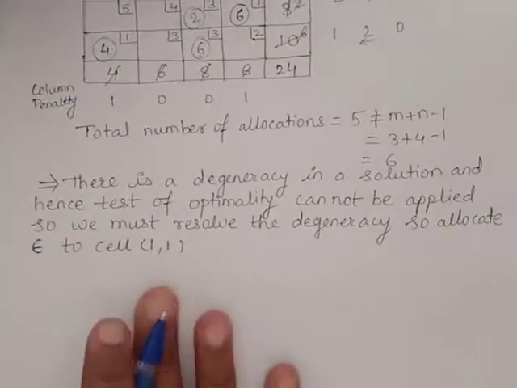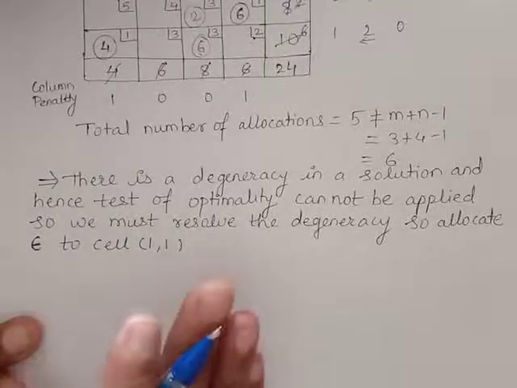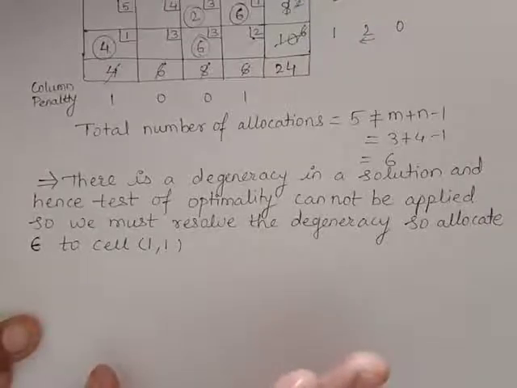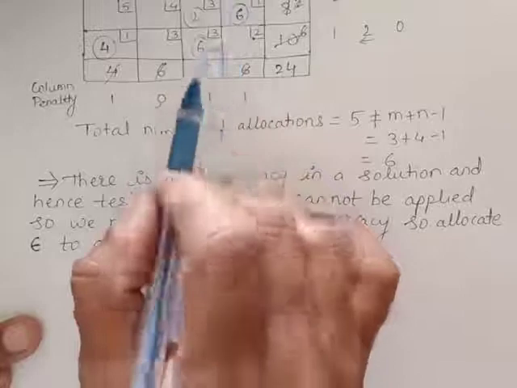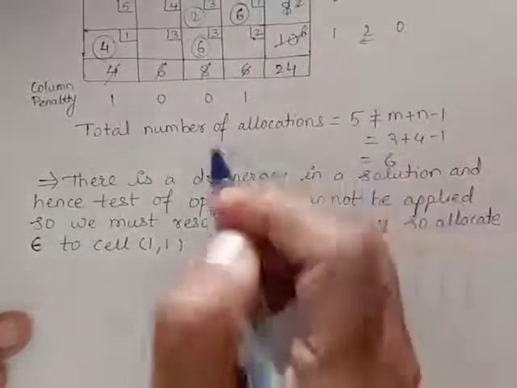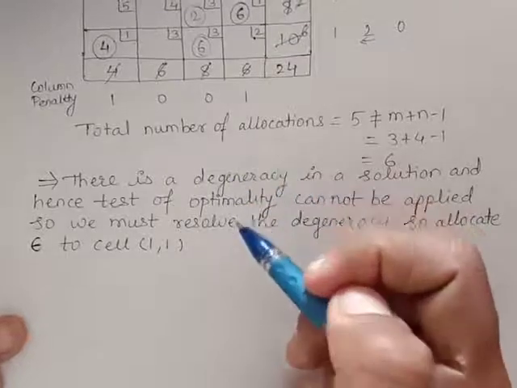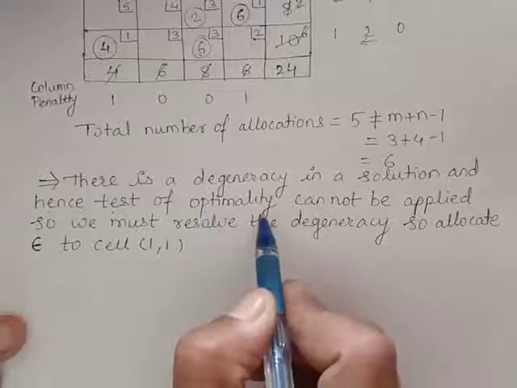Now while this allocation is done, cell 1 1 is considered an occupied cell, thus the degeneracy of the solution has been resolved. So now the number of allocations becomes 6, which is equal to m plus n minus 1. So it becomes a basic feasible solution. So we can easily test the optimality for this one.